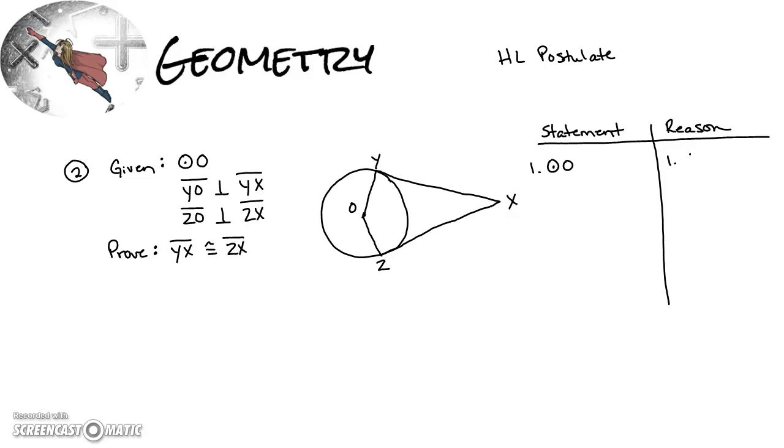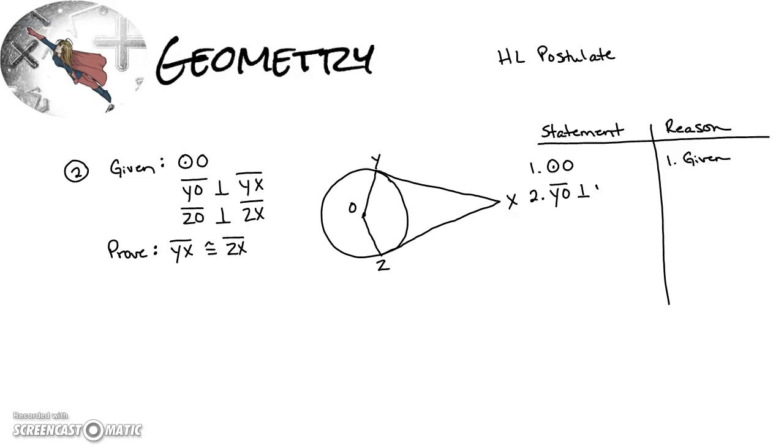So we have circle O. Anytime they give you that you have a circle, it's most likely to let you say that radii are congruent. So we'll look for that in a second. But let's list our other givens.